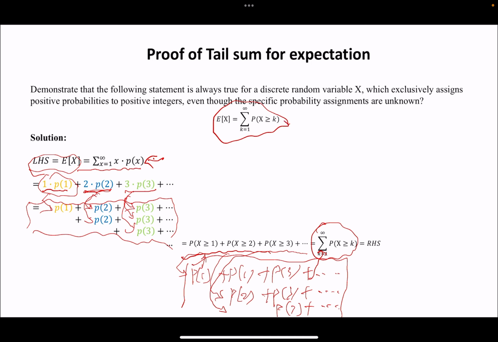So this tail sum is another way for you to calculate the expectation of a discrete random variable when the value of the random variable is positive.